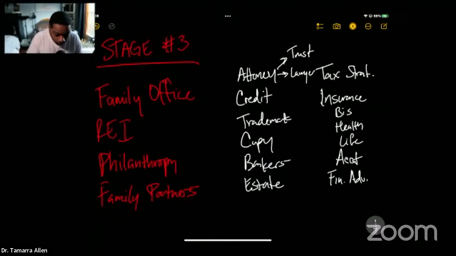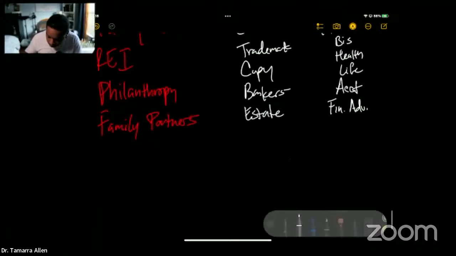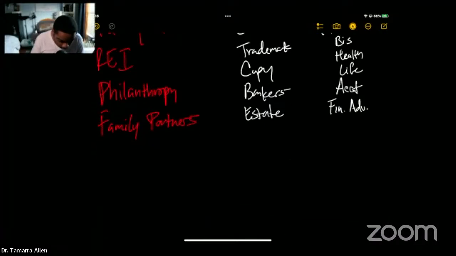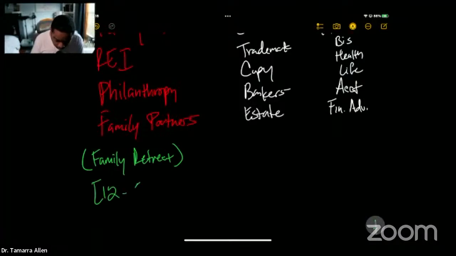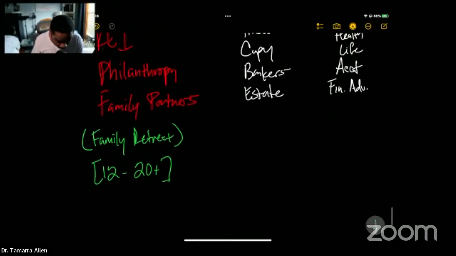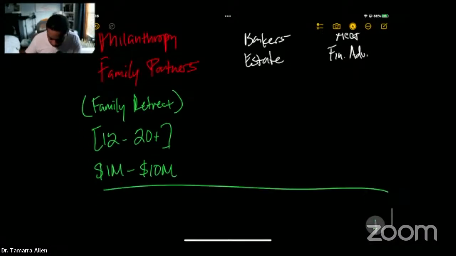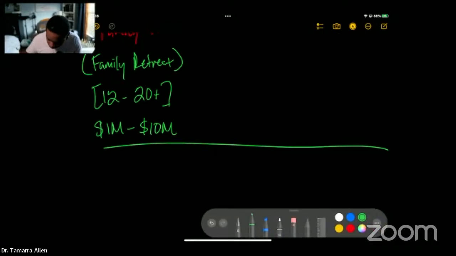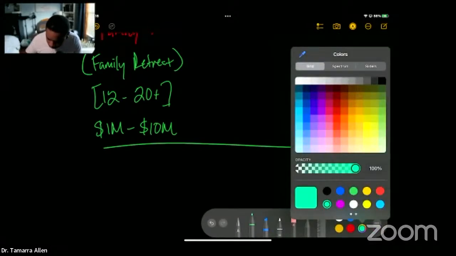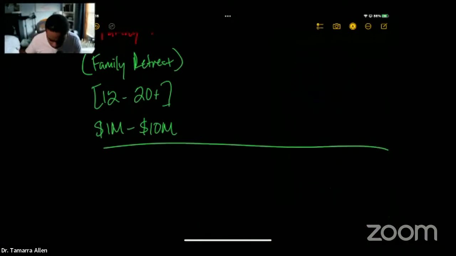When it comes to stage 3, this is where you start actually doing your family retreat on a consistent basis. You want to bring a decent amount of people, 12 to 20. You're making a little bit of bread. This is the 1 million to 10 million stage. You're getting a little money here and there. Any questions on stage 3? No.